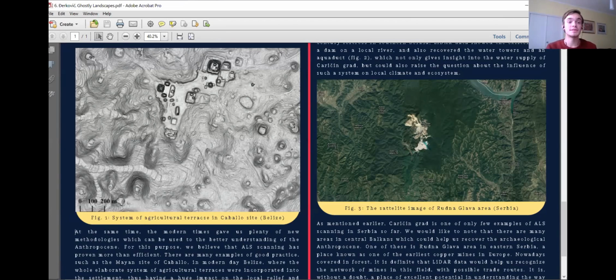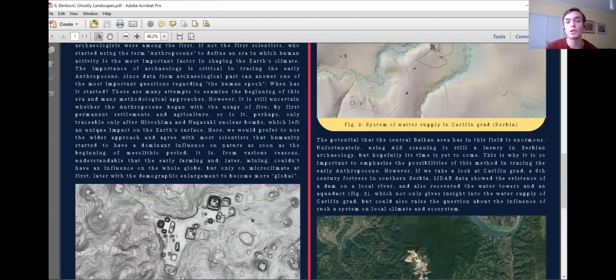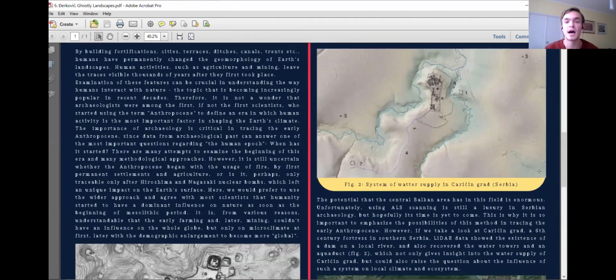And that definitely had to have a major influence on microclimate, because humans are the ones that change their landscapes in order to do agriculture, in order to build settlements, in order to provide water supply, etc. So that's how good practice in the Americas actually showed us that it is definitely possible to trace the early Anthropocene at certain places from a certain time. Now, what was our goal? Our goal was to see how we can do it in Serbia.